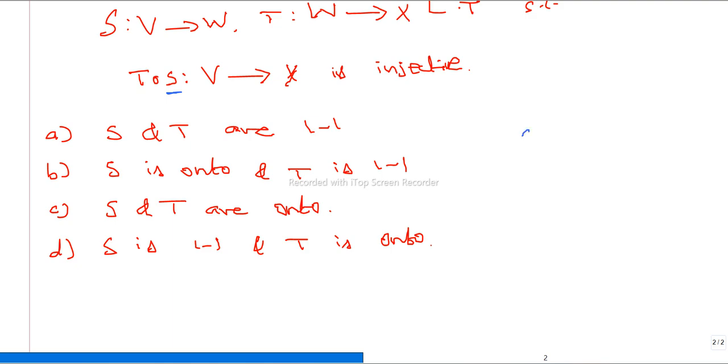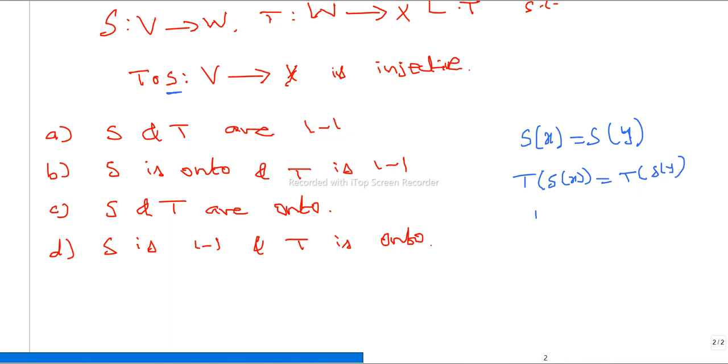So anyway, we try to prove S is 1-1. How to prove S is 1-1? Suppose S of X equals S of Y, we have to prove X equals Y. To prove S is 1-1, if the images are equal, then the elements should be equal. Now take S of X equal to S of Y. Now apply T on both sides. Therefore T of S of X equals T of S of Y.